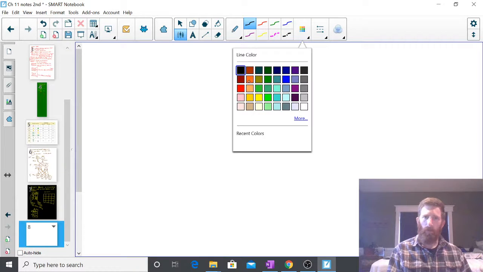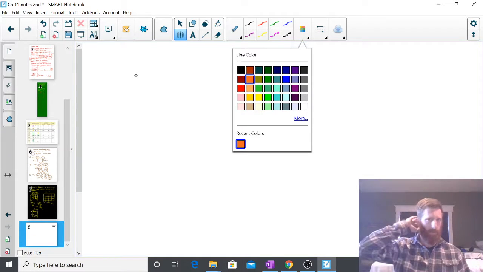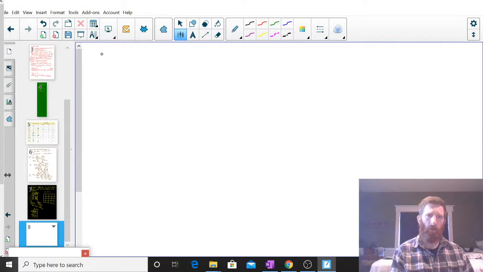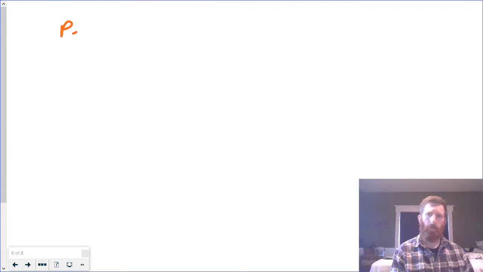So let's do orange. Go ahead and take out your notes and write this down. I'm not exactly sure how you're going to turn in your notes. I'm thinking maybe you'll just take a picture of them and email them to me, but we'll cross that bridge when we get there later this week, Thursday or Friday. So go ahead and write down: pedigree chart.